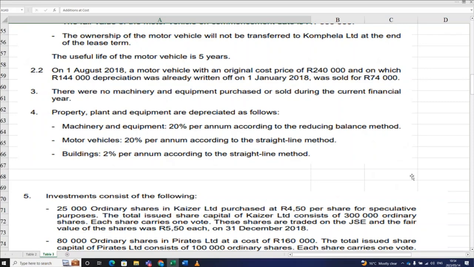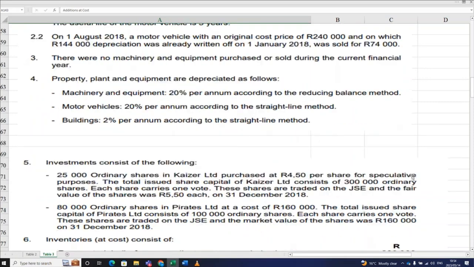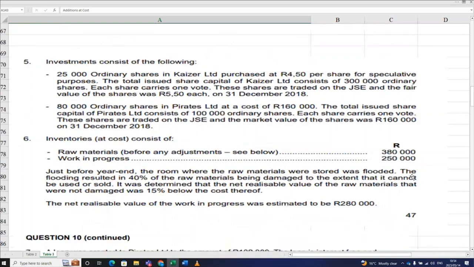All right, and then buildings 2% per annum according to the straight line method. Okay. And then investments consist of 25,000 ordinary shares in Komphela Limited, purchased at 450 per share for speculative purposes. The total share capital of Komphela consists of 300,000 ordinary shares. Each share carries one vote. These shares are traded on the JSE, and the fair value of these shares was 550 each on 31 December 2018. Okay. So, these ones are for speculative purposes, carried at fair value through profit and loss. So we know that they come under current assets.